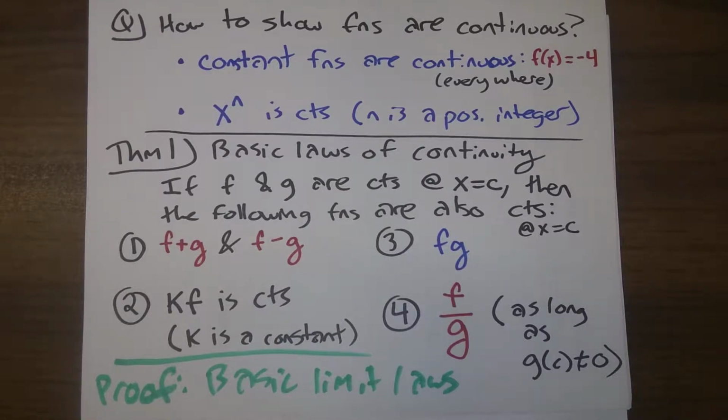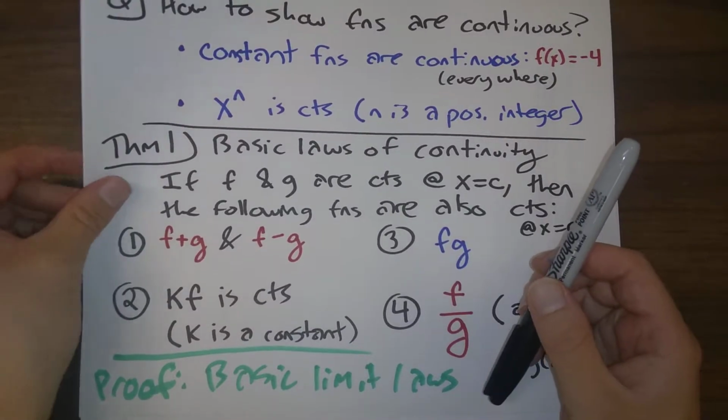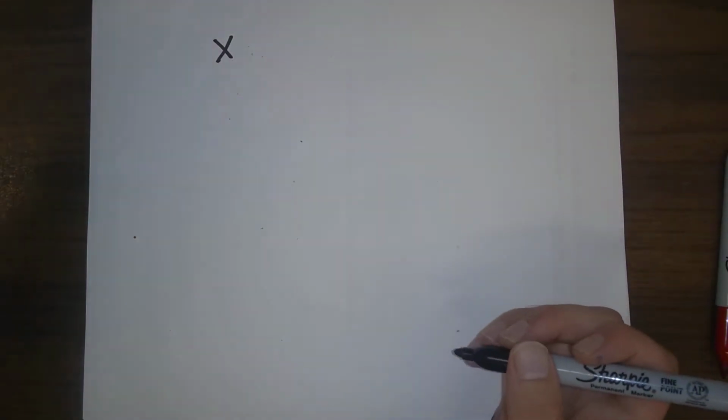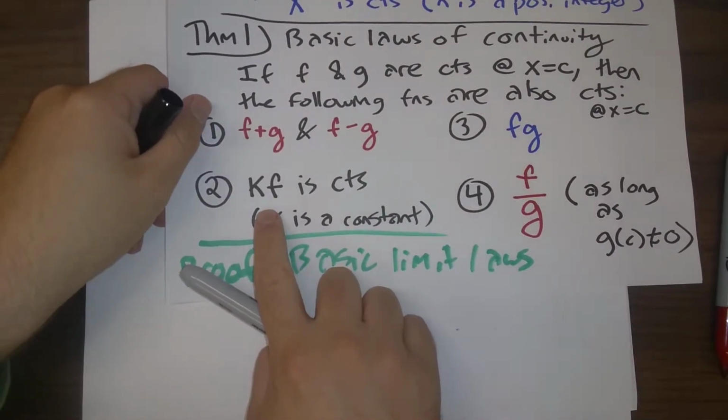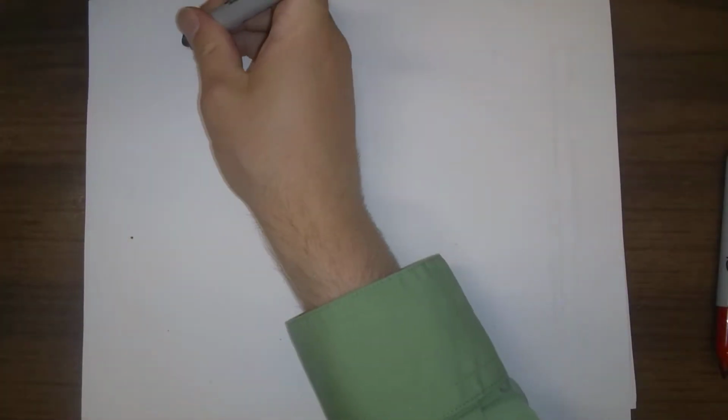So we have all of these laws that allow us to create new continuous functions from previously known continuous functions. Let's think about how we can use that. So let me just make up some examples here. So we know, for example, that x is continuous. If we multiply a continuous function by a constant, we have something that's continuous.